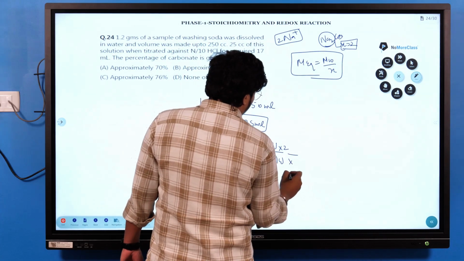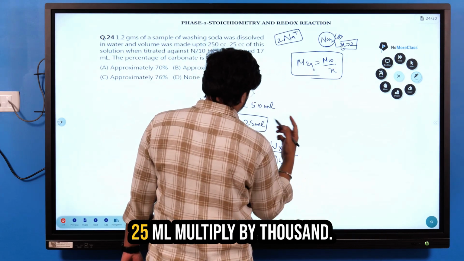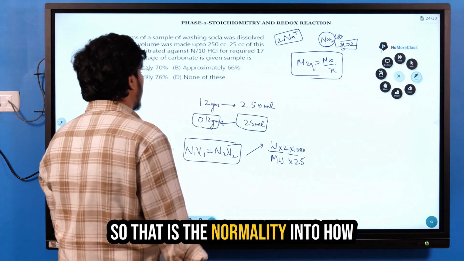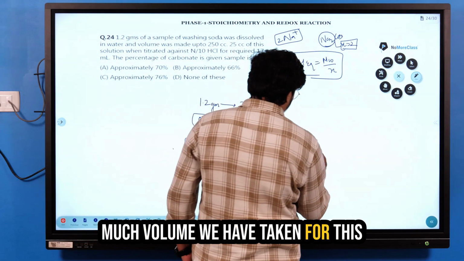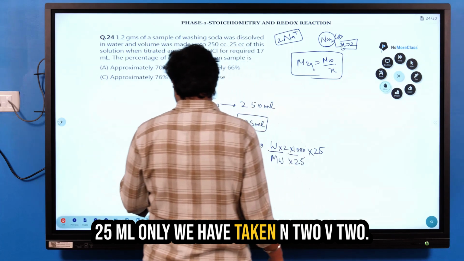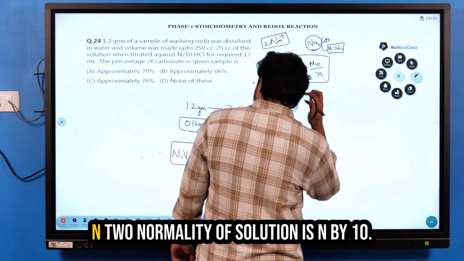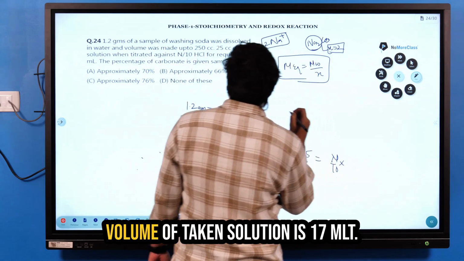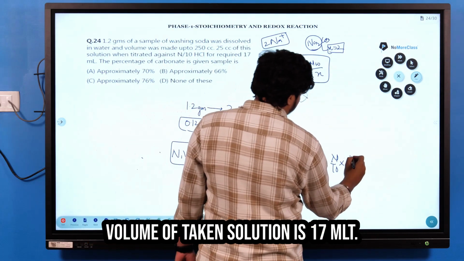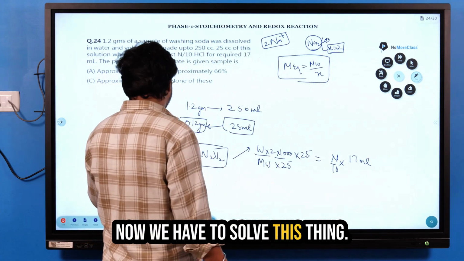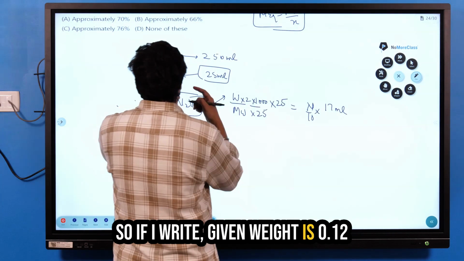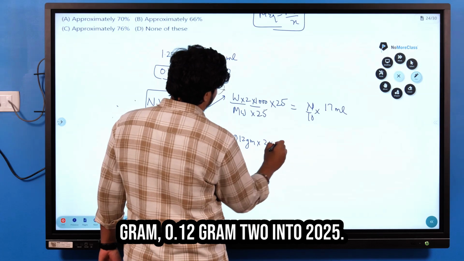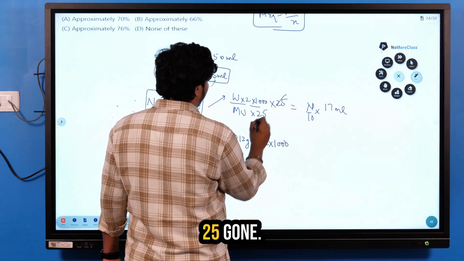Next is volume. Volume is 25 ml multiplied by 1000. So that is the normality into how much volume we have taken, 25 ml only. On the other side, N2 V2: the normality of the solution is N/10, and the volume of the solution taken is 17 ml. Now we have to solve this. If I write, the given weight is 0.12 gram, 0.12 gram into 2 into 1000, over 25.